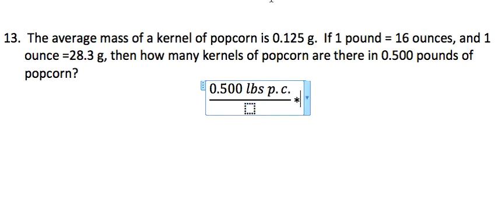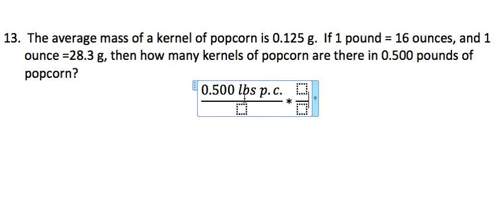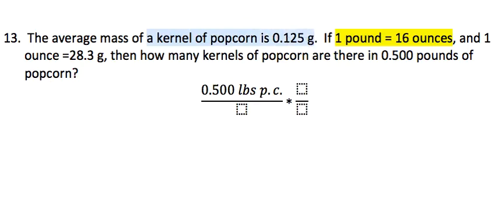Okay, conversion factor. Now I want to get out of pounds and one step closer to kernels. So I'm going to go back up here in my problem and look for my conversion factors. Okay, I see 1 pound is 16 ounces, right? There's one. And I see a kernel of popcorn is 0.125 grams. There's another. And 1 ounce is 28.3 grams.